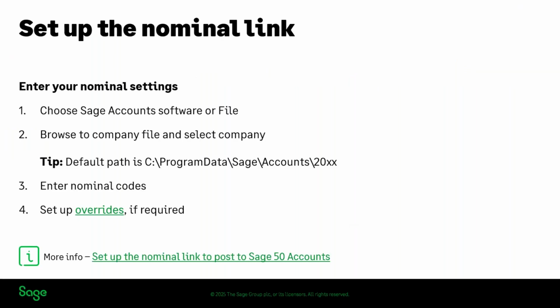So now that that's set up, a quick overview of what we did there. In the nominal settings, we selected where we wanted to post to. So in this example, we've chosen Sage 50 accounts. We browsed to our company file. So the default path is shown just there, and we selected the company we want to post to. We've entered nominal codes for profit and loss and balance sheet analysis. So there are default nominal codes. And then we've set up a few overrides as well, which will split out some of the information being posted.